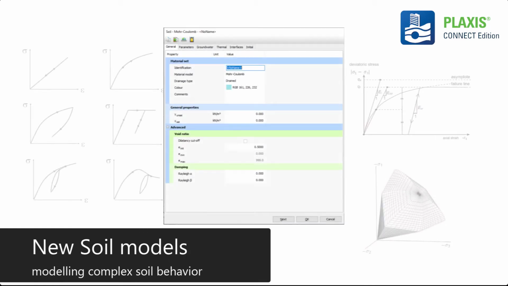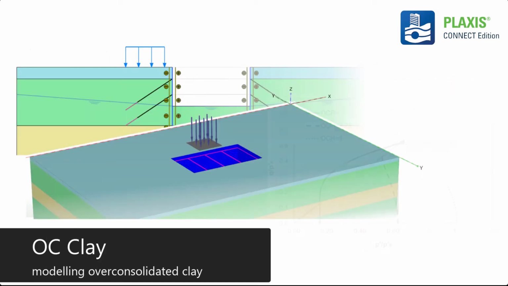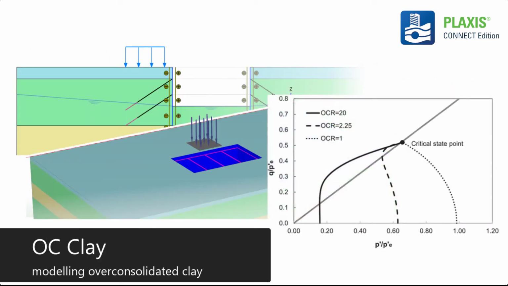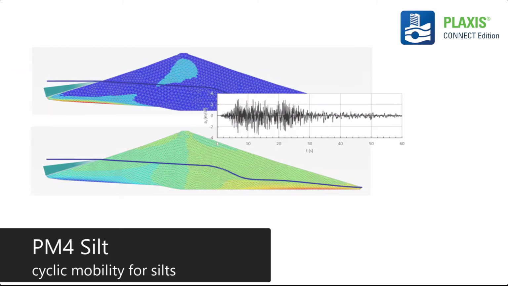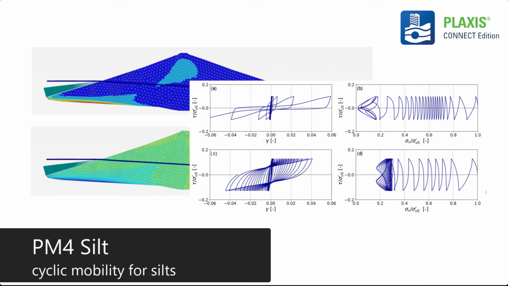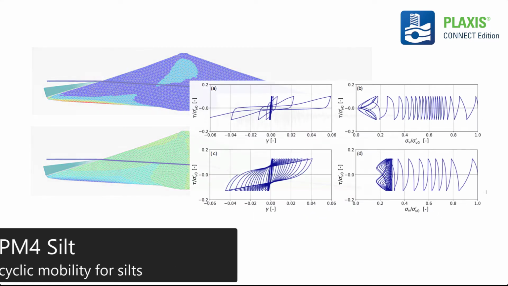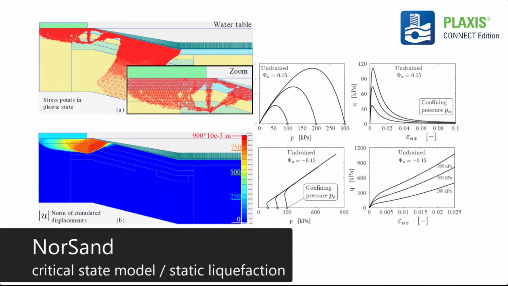New soil models. With the PLAXIS CONNECT Edition, we introduce new soil models to handle complex soil behavior. OC clay, a new soil model based on the HASP concept to deal with overconsolidated soils. PM for silt, in addition to PM for sand, complementing the earthquake response soil models for silt to investigate liquefaction and cyclic mobility. Norsand, static liquefaction. Now, tailing dams analysis can be further improved.